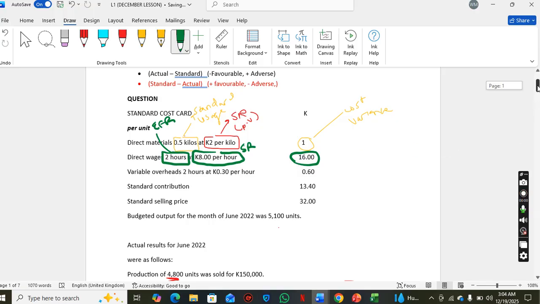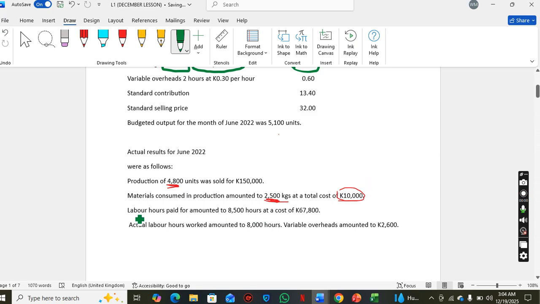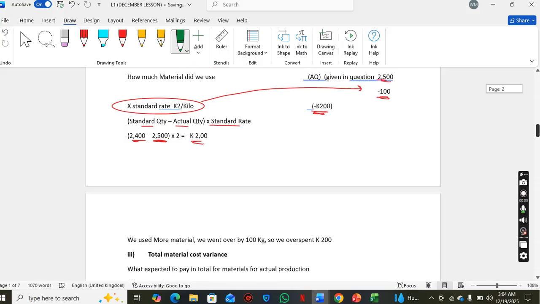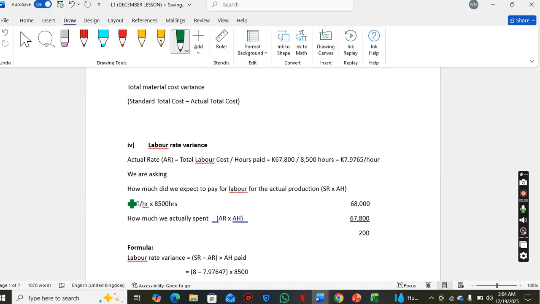So we've been given information about our actual results in terms of labor. Labor hours paid for amounted to 8,500 hours at a cost of 67,800. So we need to first get our labor rate variance. Did we pay more for our labor or did we pay less? For the labor rate variance, we're asking basically, how much did we expect to pay for labor for the actual production versus how much we actually spent for labor? This can be written down as a formula like this: our standard labor rate minus our actual labor rate multiplied by the actual hours paid.